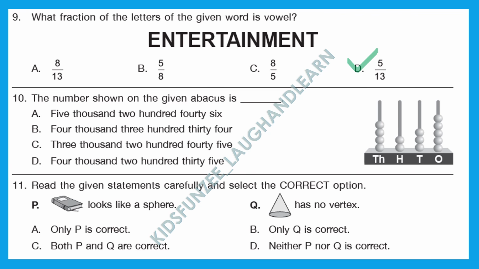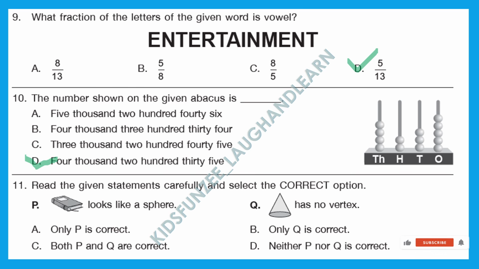Question 10. The number shown on the given abacus is, let's see the number. So at the 1000 place it is 4, which is 4000, then 200, then 35. So 4235 is our option D, which is our correct answer.